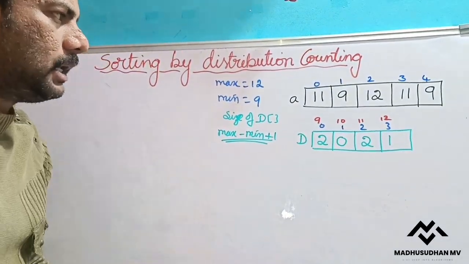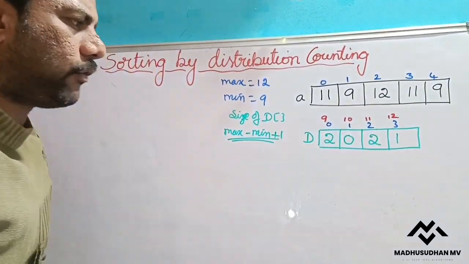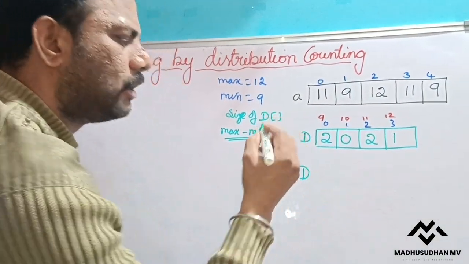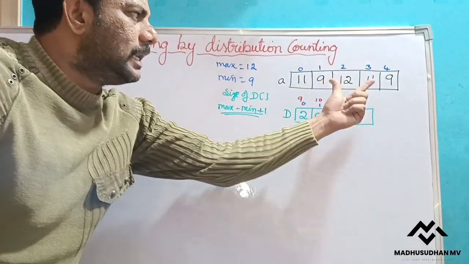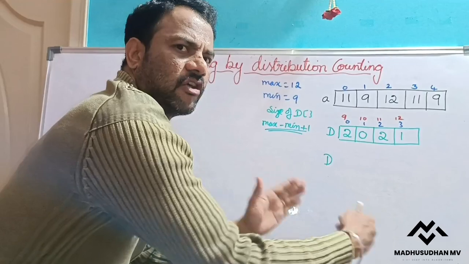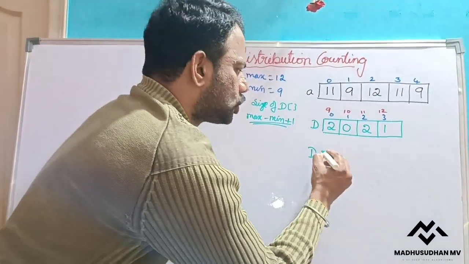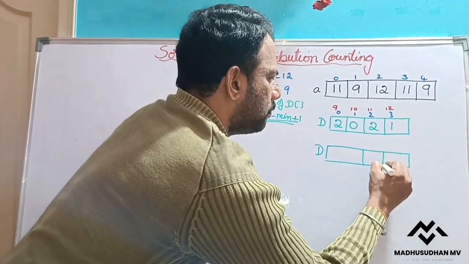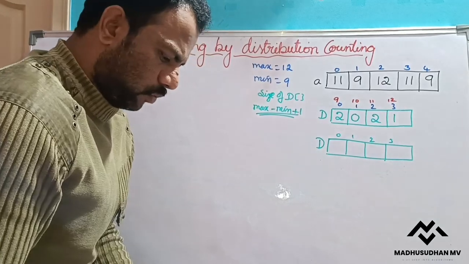Now, here I just found how many times each element occurred. Now we need to find the distribution values. The distribution values mean where these elements have to be distributed in a sorted array, from where to where. For that distribution array, I am going to write it using accumulation. That means what?